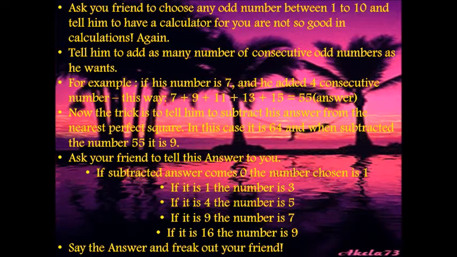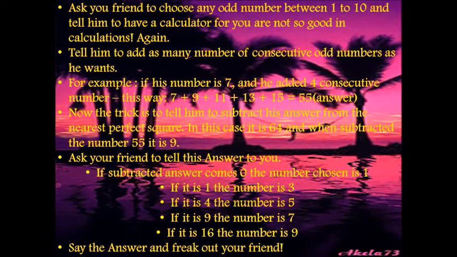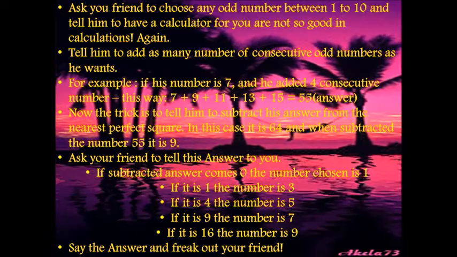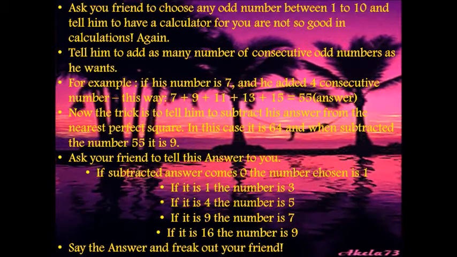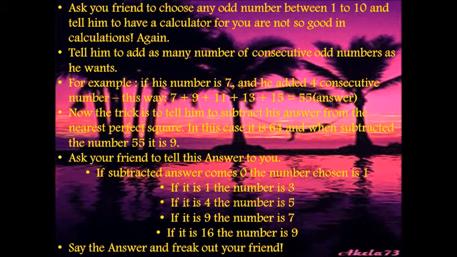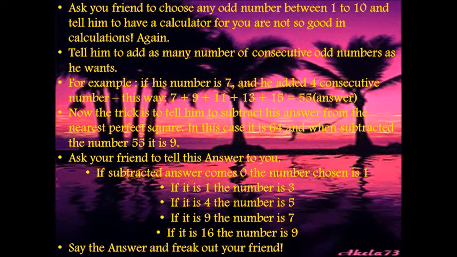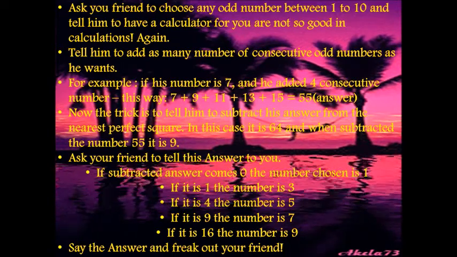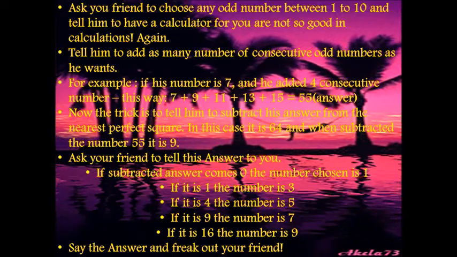Now the trick here is, if the subtracted answer comes 0, meaning the sum is actually a perfect square itself, then the number chosen will be 1. If the subtracted answer is 1, the number which the person has chosen will be 3. If it is 4, the number is 5, and if it is 9, the number is 7, and if it is 16, the number is 9. Say the answer and freak out your friend.